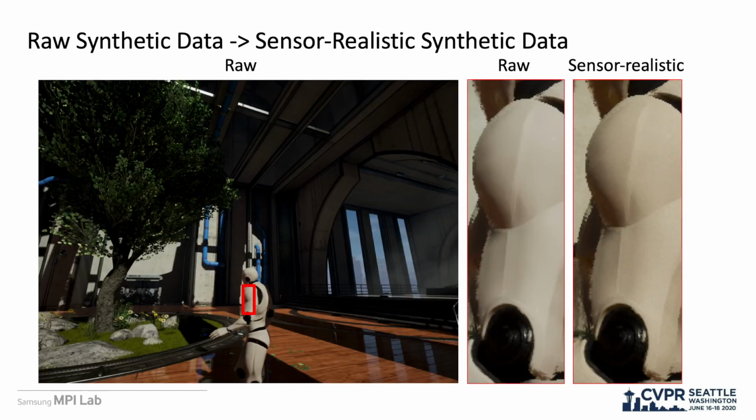Here's an example comparing raw synthetic data against the sensor-realistic synthetic data. After color calibration and noise modeling are applied, the sensor-realistic synthetic data shows warmer color and real noise, similar to real captures from a Samsung Galaxy S10 Plus device.